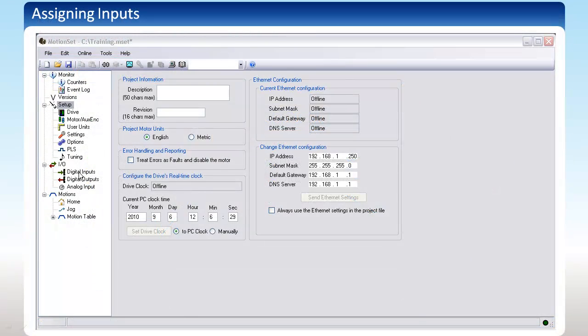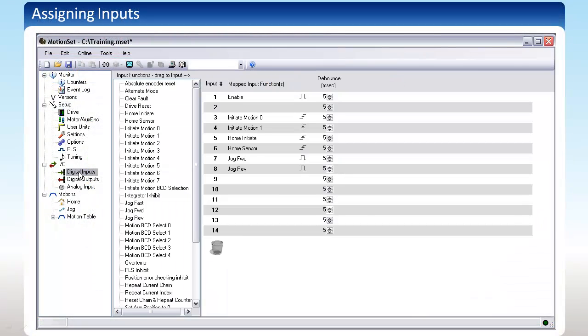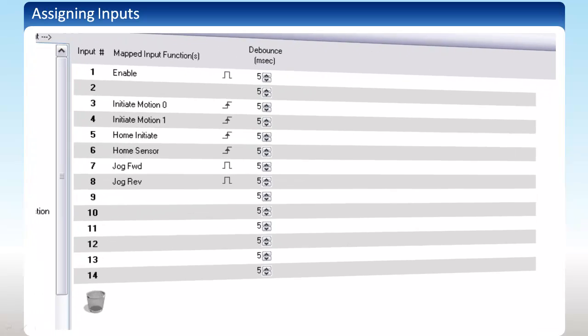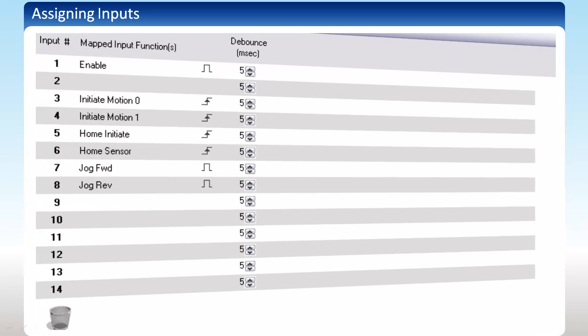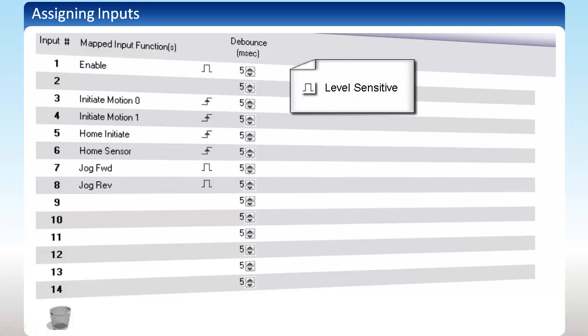Let's start by looking at the Digital Inputs branch. In this part of the window, you can see inputs 1 through 14 listed. For each physical input, there can be up to 2 input functions. Each input function has a trigger type. For instance, the enable input function is level sensitive, which is denoted by this symbol here. That means that when input 1 is high, the drive will be enabled. It will stay enabled until input 1 goes low.